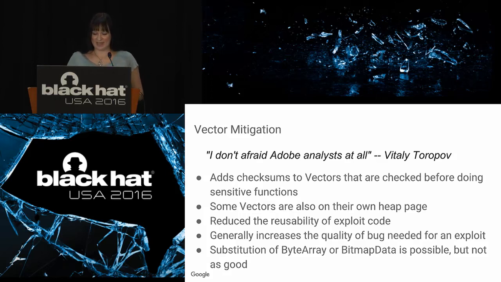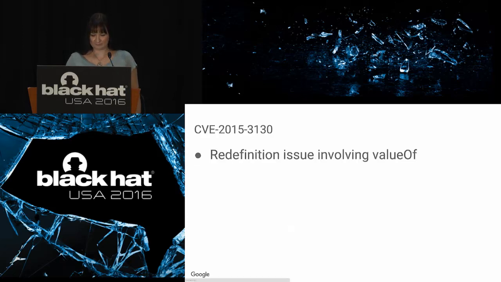And some people say that you can substitute the byte array or bitmap data for a vector. And this is true, but it's not as good. The really good thing about the vector was that you could change the size and type of it, and you can't do this with a bitmap data or a byte array. You need to have a better bug, either one that lets you change the size of the thing that you can corrupt, or one that happens to have something you can corrupt that is exactly the size of a byte array or a bitmap data. So this tends to be a lot harder than just using a vector.